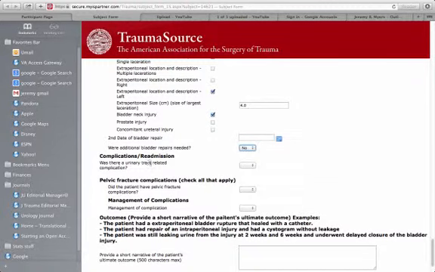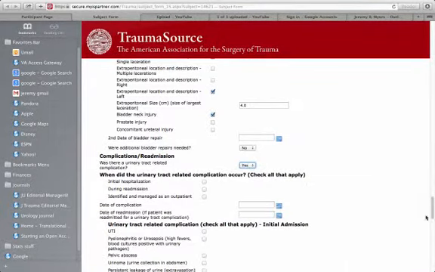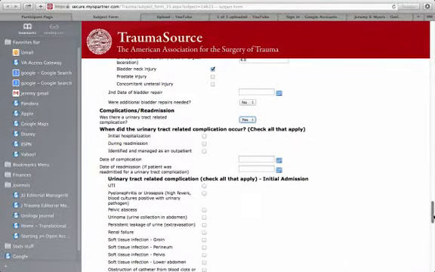Complications, readmission. Was there a urinary tract related complication? So in this case, why don't we hypothesize that the patient was admitted with a UTI after his discharge? This occurred during readmission, not during the initial hospitalization, or it could be identified and managed as an outpatient. So we'll say it happened during readmission.